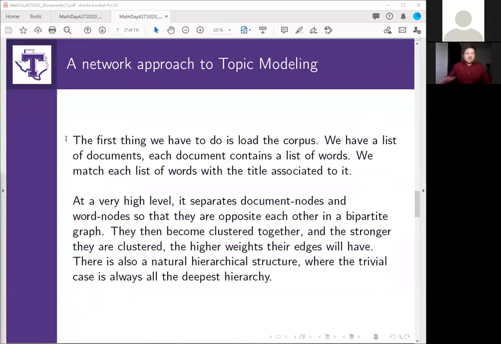One of the issues with it is that you don't have any semantic information, and it really is just a raw count of the words, and that's not very satisfying. And so this other approach, at a very high level, takes and separates document nodes and word nodes so that they are opposite of each other in a bipartite graph. And then they become clustered together, and the stronger they are clustered, the higher the weights on their edges will be. And so this gives a natural hierarchical structure where the trivial case is always the deepest, and we have that semantic relationship going out.